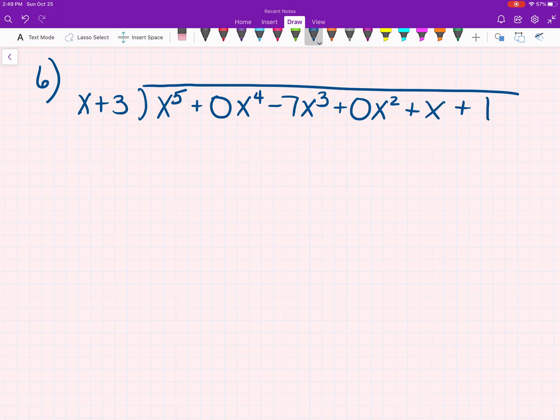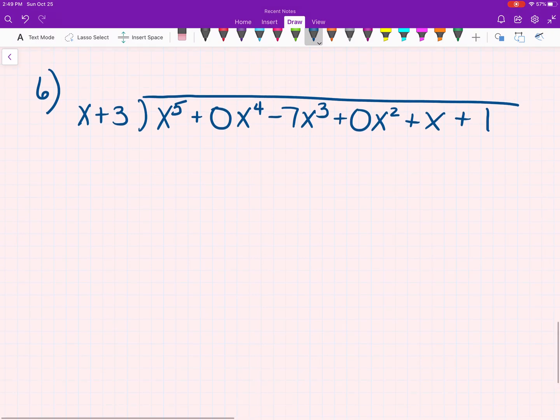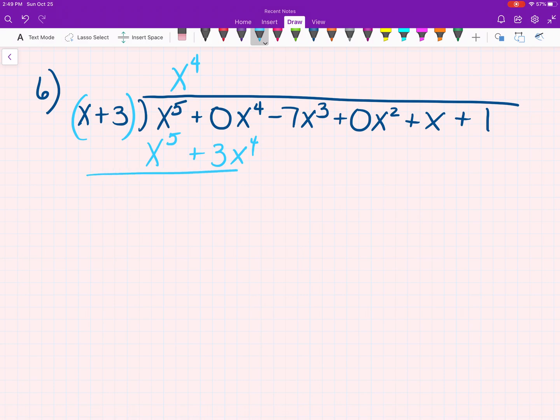Let's start dividing. x into x to the 5th goes x to the 4th times, multiplied by the entire thing. So it's going to be x to the 5th plus 3x to the 4th. Now this is where you've got to be careful with your negatives. x to the 5th, subtract away x to the 5th is fine, but then we have 0x to the 4th, subtract away 3x to the 4th, so that's a negative 3x to the 4th. Watch that. We're going to bring down a negative 7x to the 3rd.